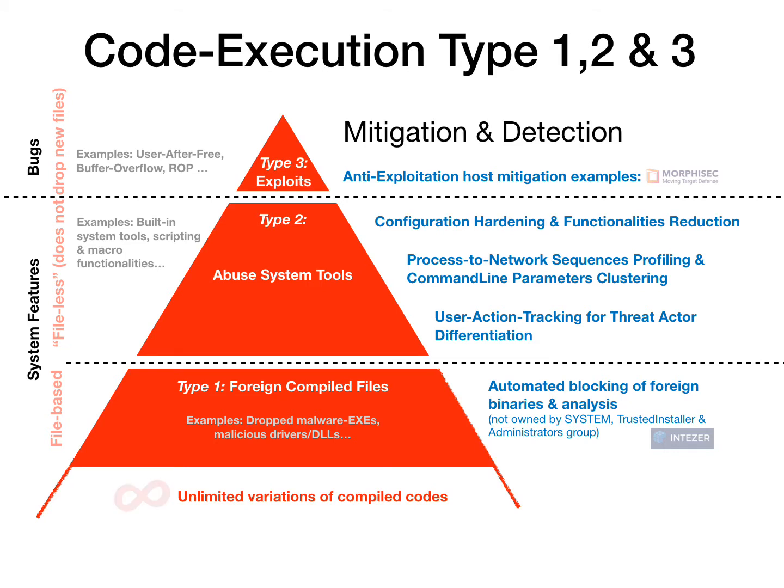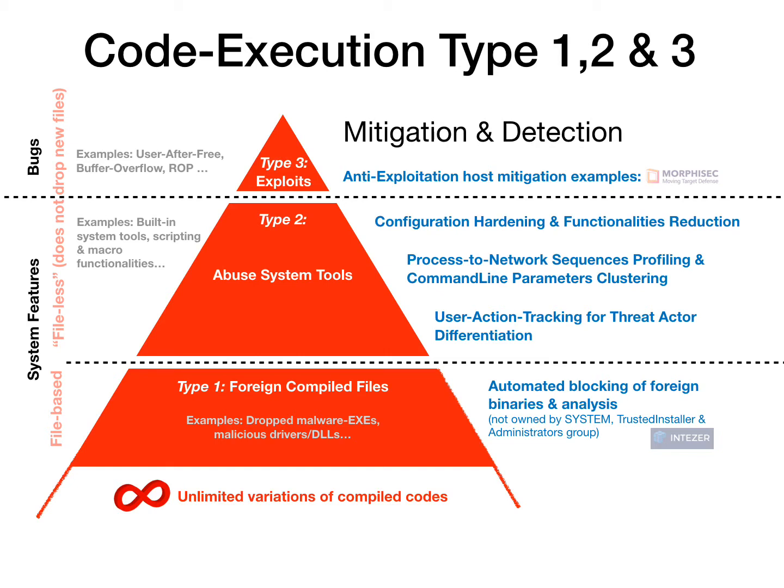Compiled codes can vary infinitely. It is impossible to keep track with a signature-based approach. We use an automated approach that is based on file ownership. All valid deployed system and application files should be owned by system, trusted installer, or administrators group. Otherwise, files can be overwritten and become a backdoor. We use an agent that automatically terminates processes related to Type 1 code execution. The same approach can be applied to non-Windows operating systems.